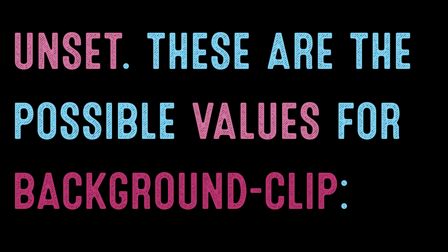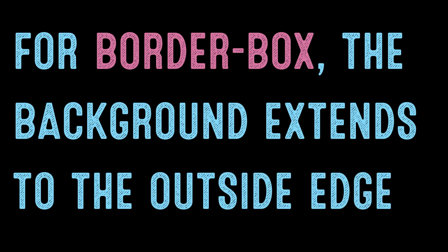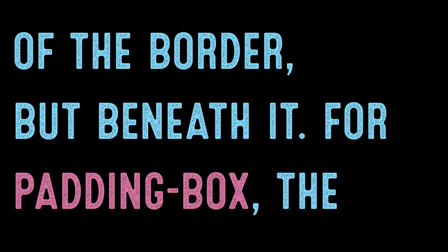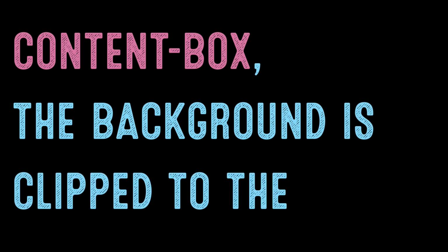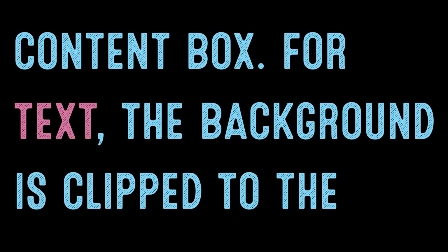These are the possible values. Background-clip: border-box. Background-clip: padding-box. Background-clip: content-box. Background-clip: text. For border box, the background extends to the outside edge of the border, but beneath it. For padding box, the background extends to the outside edge of the padding. For content box, the background is clipped to the content box. For text, the background is clipped to the text.